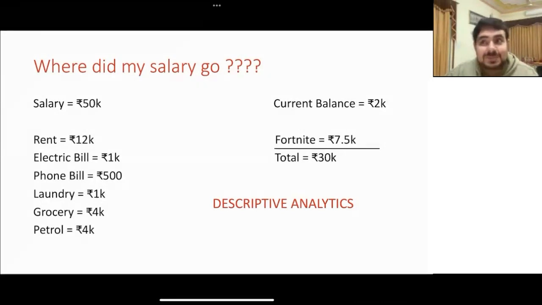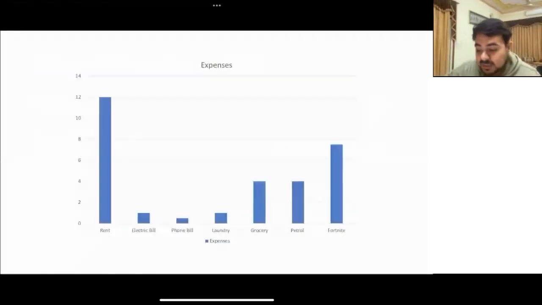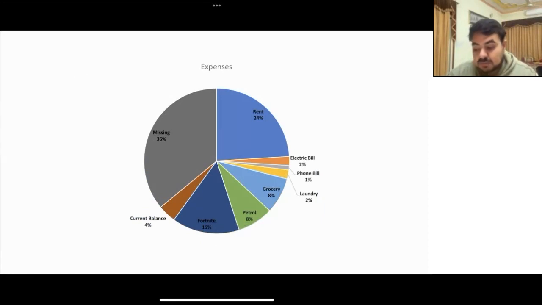Now, don't get me wrong, descriptive analytics is not just this. You can create visualizations of your expenses, right? Your rent, electric bill in a bar chart or maybe a pie chart, right? Which is way easier to understand and better to utilize, right?